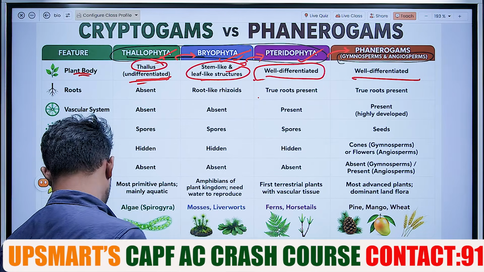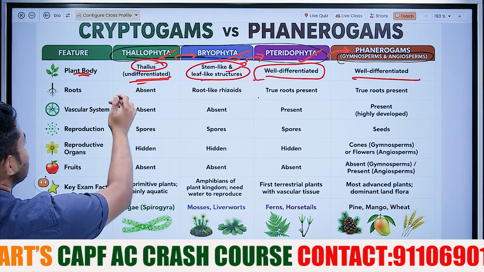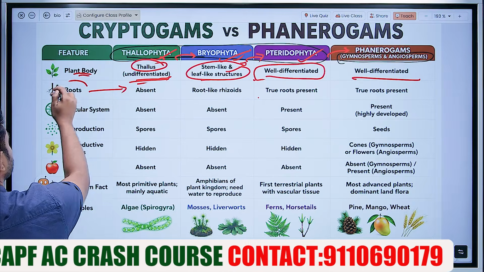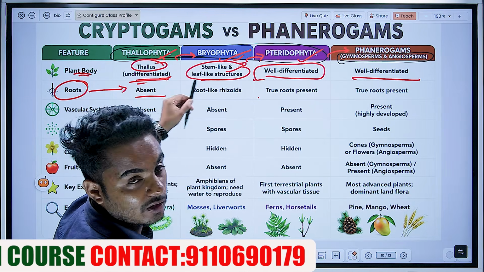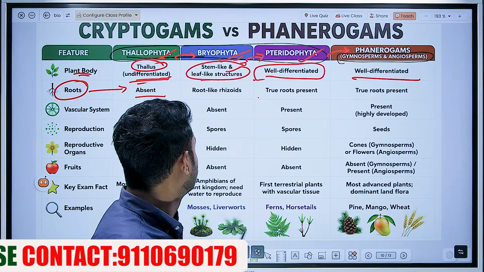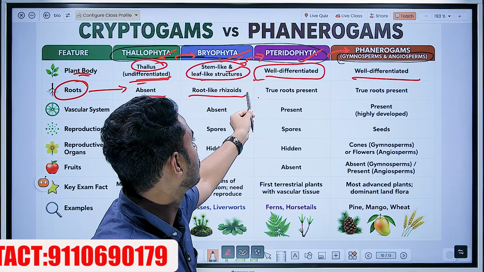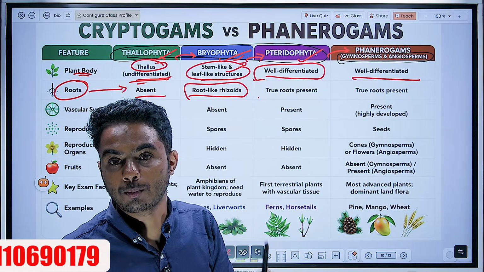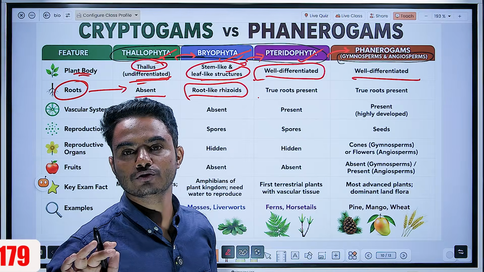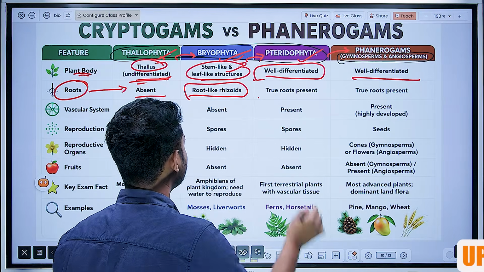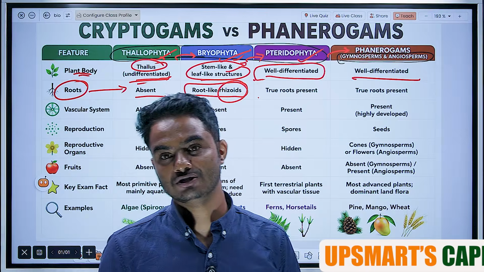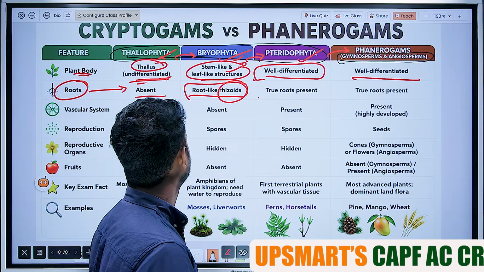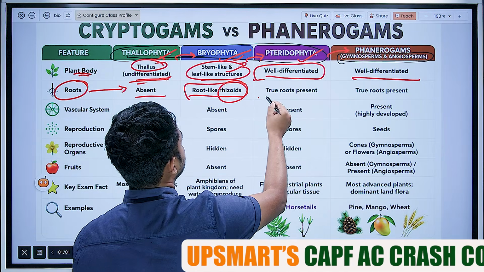Interconnections, flow, chronology, concepts. Next, the roots. Roots are absent in Thallophyta because of the undifferentiated body. Next, in Bryophyta, I told you, a root-like structure will be there, not the proper roots. Then they name those improper roots rhizoids.